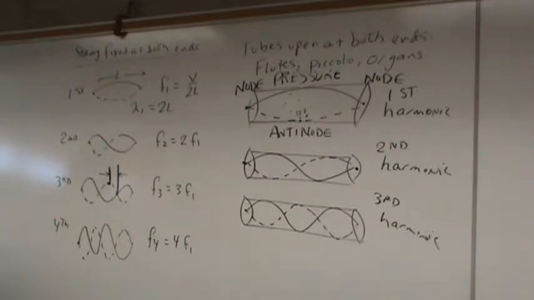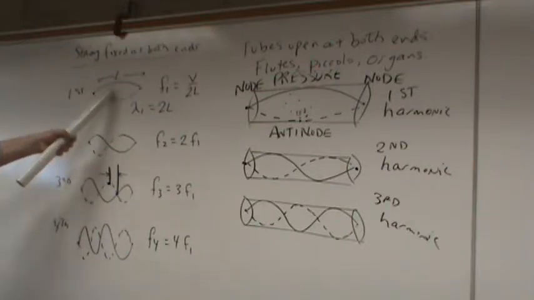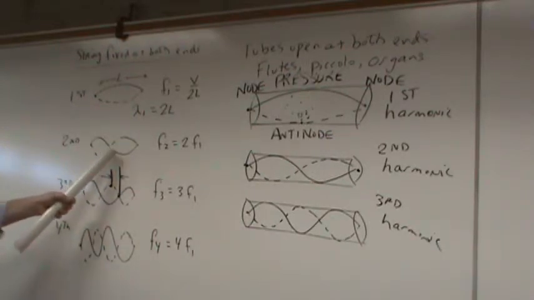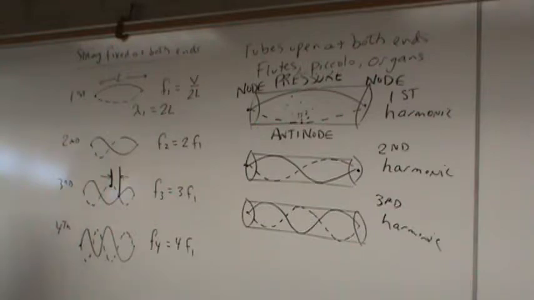Mathematically, do you notice something about a string fixed at both ends and a tube open at both ends? What word would you use to describe them mathematically? What do you think? Here's first harmonic string fixed at both ends. Here's first harmonic of a tube open at both ends. Second harmonic for string, second harmonic for tube. What word would you use to describe their relationship?